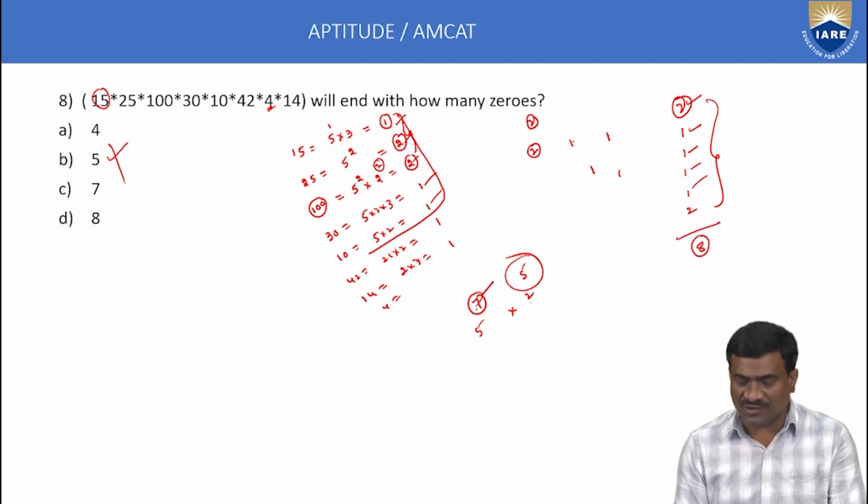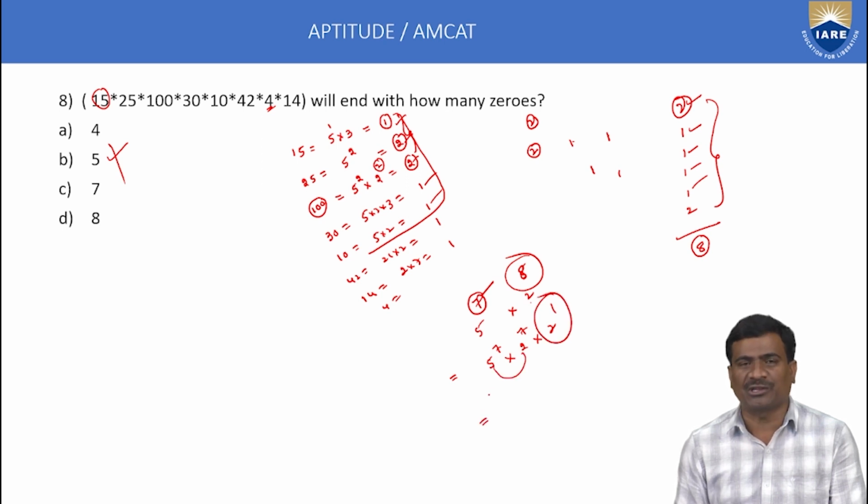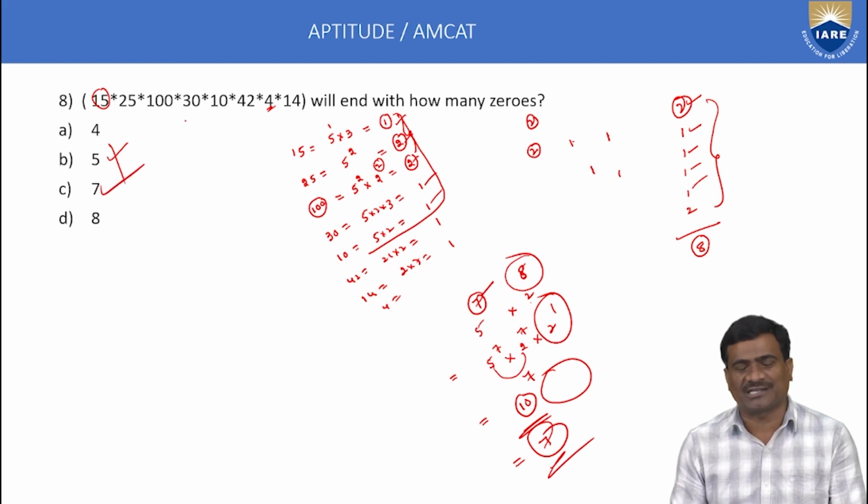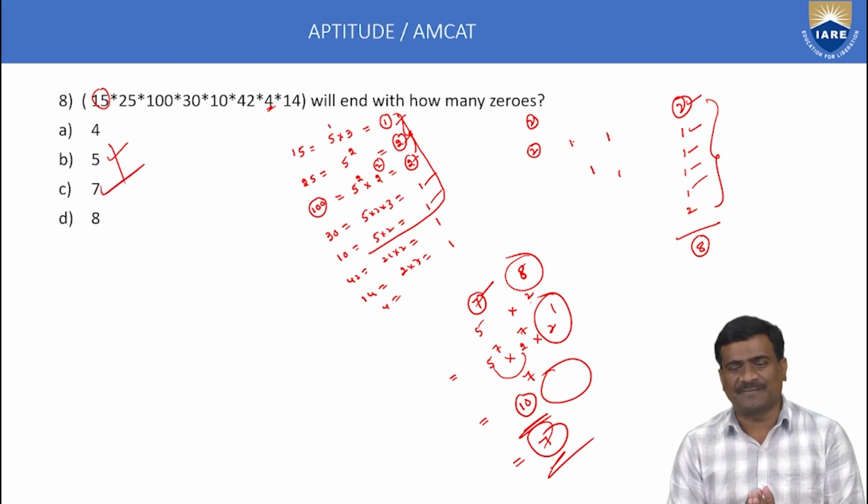Total number of 5's is 7. Next, 5 to the power of 7 into 2 to the power of 8. This is also written as 5 to the power of 7 into 2 to the power of 7 into 2 to the power of 1. Since a power m into b power n, here a b means 10 to the power of 7. When 10 to the power of 7 is multiplied by any number, the number of zeros is only 7. Option C only correct.